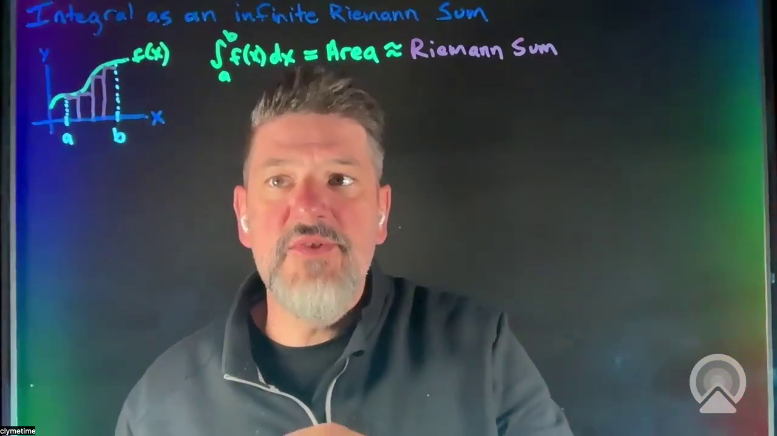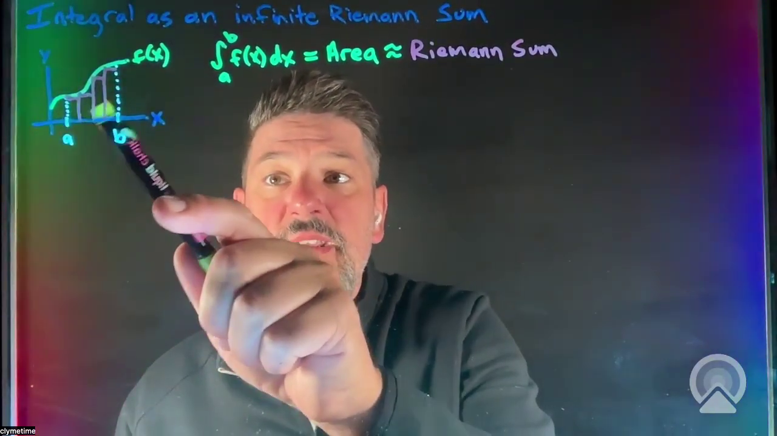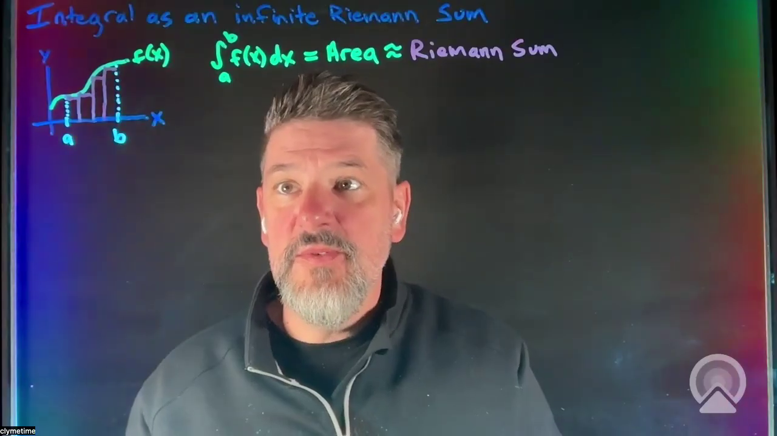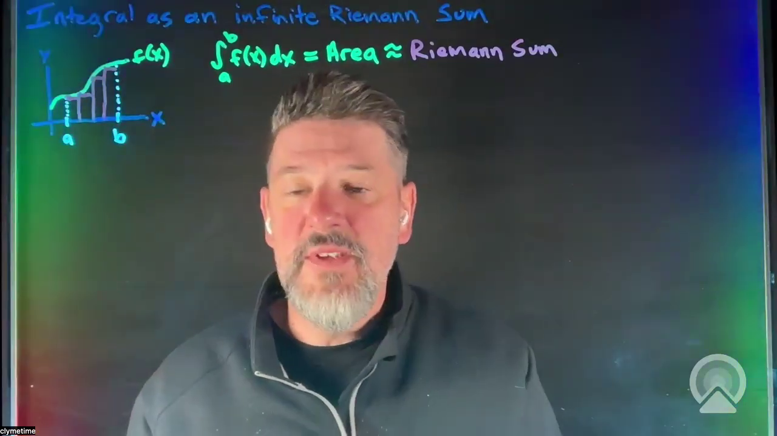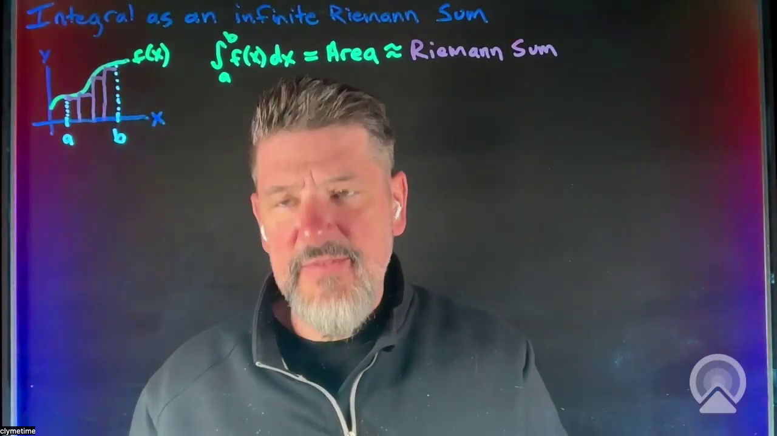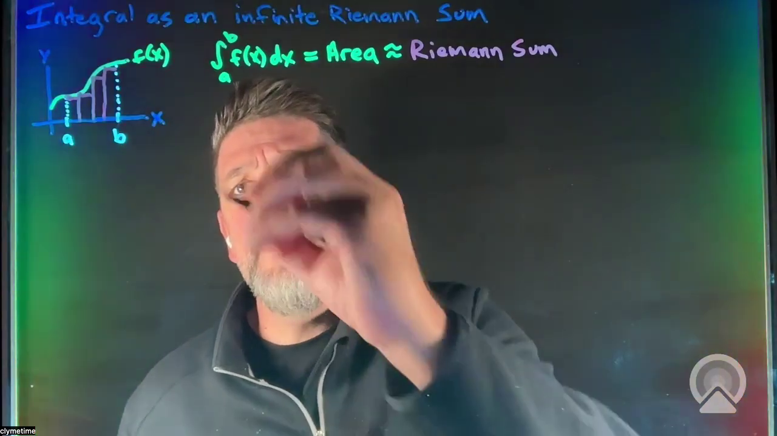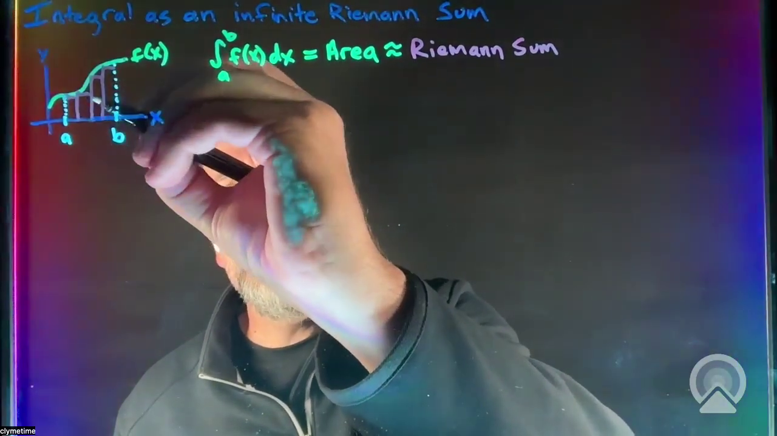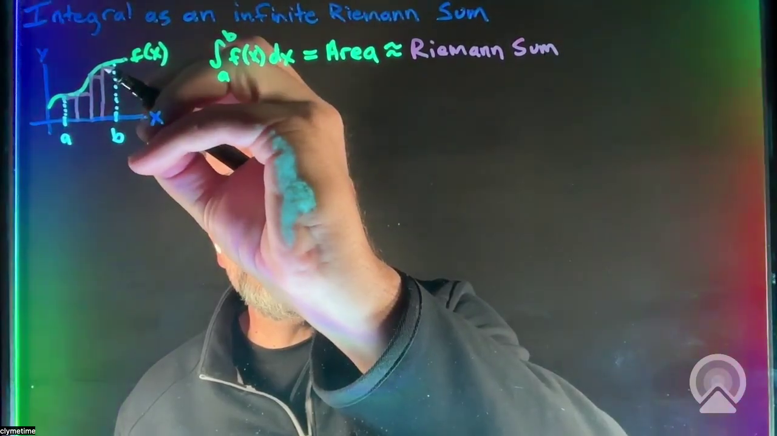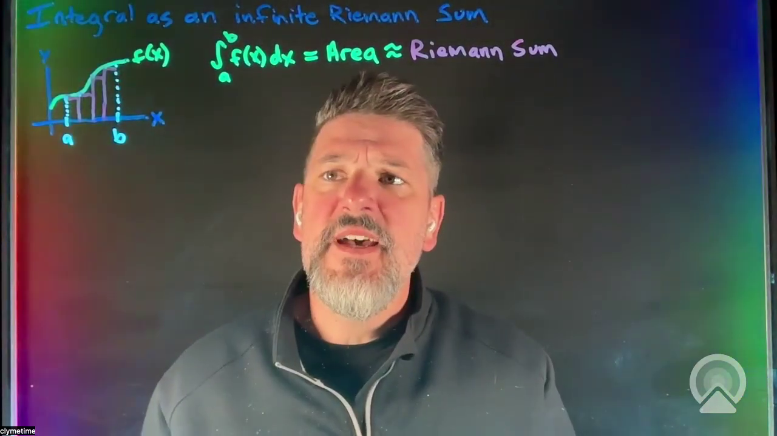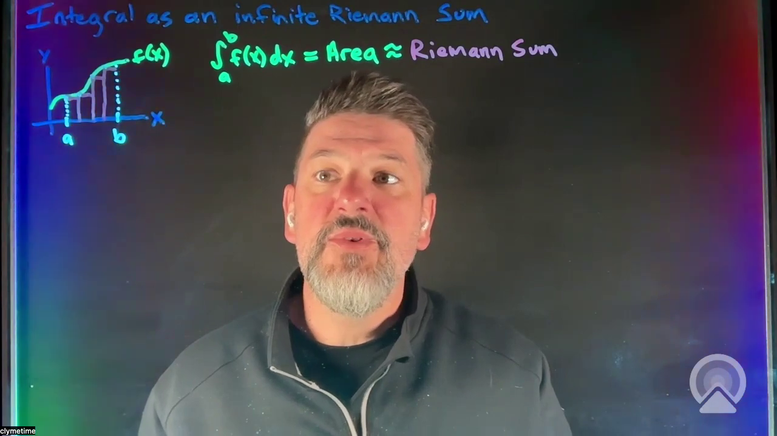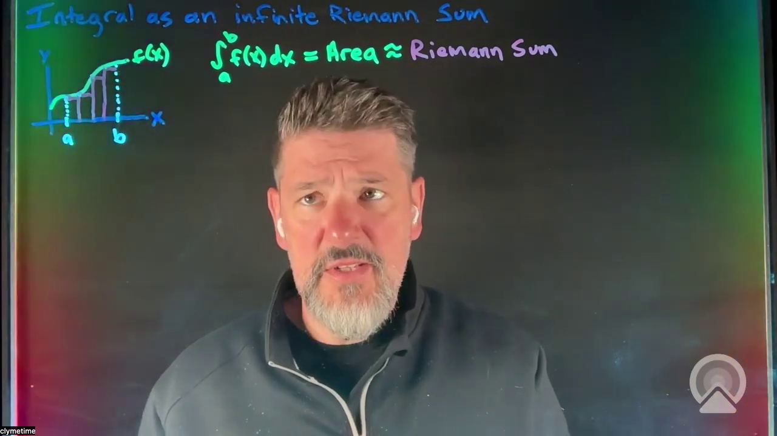And a Riemann sum is where you try to find the area underneath the curve by breaking it up into rectangles of equal width. So here I have four rectangles of equal width, and I'm using the left endpoint to find the height of each rectangle. So you can see the left endpoint represents the height of each rectangle. And so it's approximately equal to the area underneath the curve.